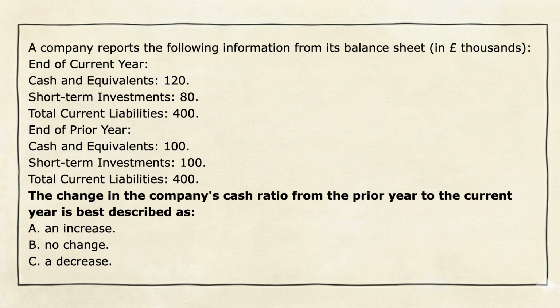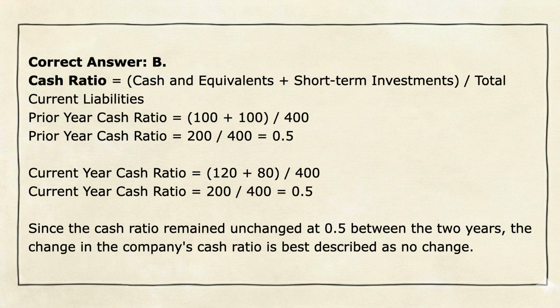The change in the company's cash ratio from the prior year to the current year is best described as A. An increase. B. No change. C. A decrease. Correct answer: B. Cash ratio definition: cash and equivalents plus short-term investments divided by total current liabilities. Prior year cash ratio, 0.5. Current year cash ratio, 0.5.